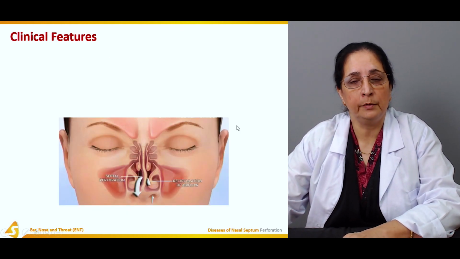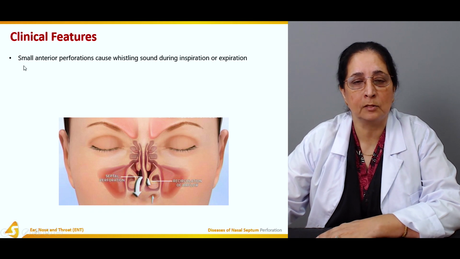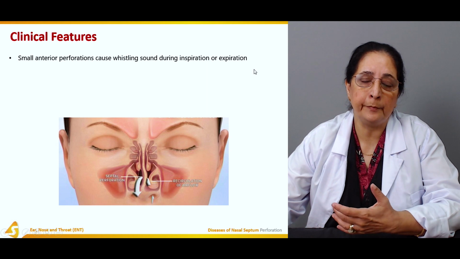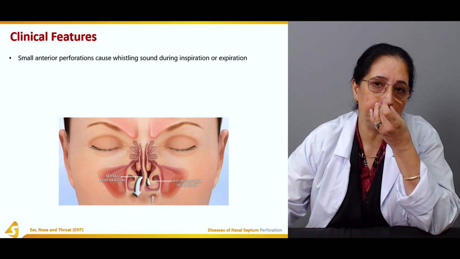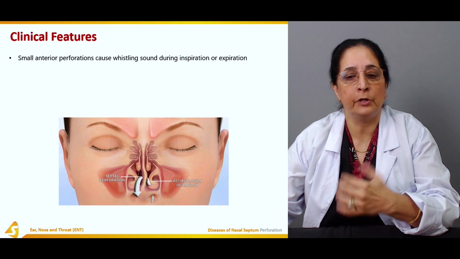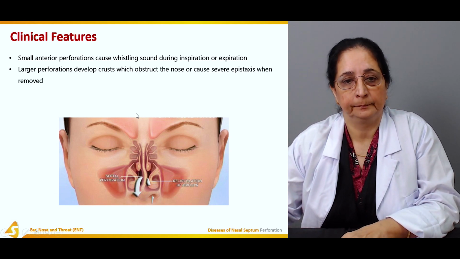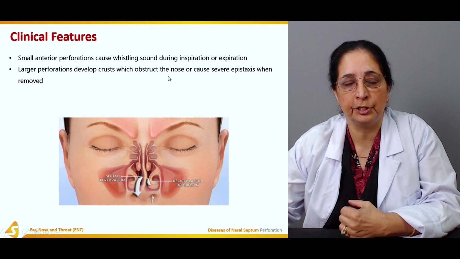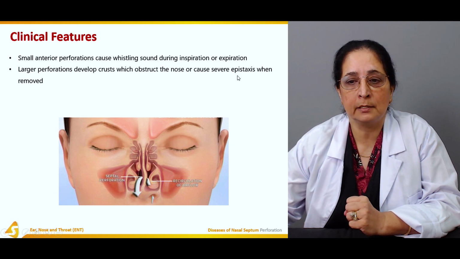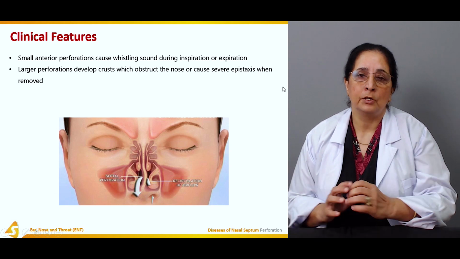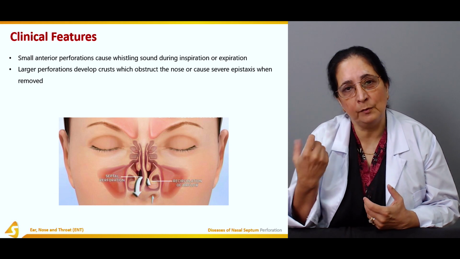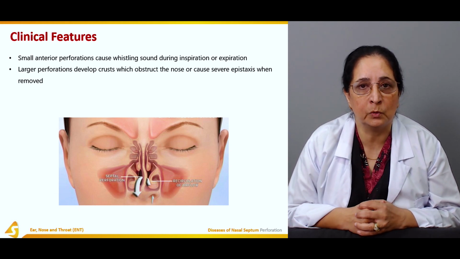Clinical features: how the perforation will present. A small anterior perforation causes a whistling sound during inspiration or expiration. So during breathing, if there are small perforations in the anterior part, these can produce whistling sounds. Large perforations develop crusts, which obstruct the nose or cause severe epistaxis when removed. So if the perforations are large, they can form crusts, and when the crusts are removed, they can cause bleeding from the nose also.